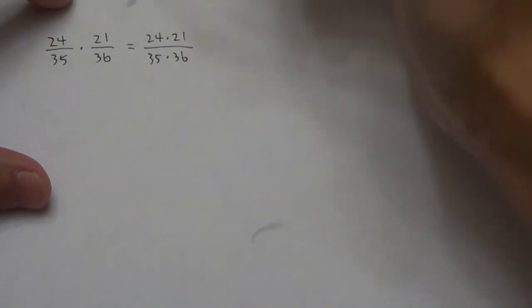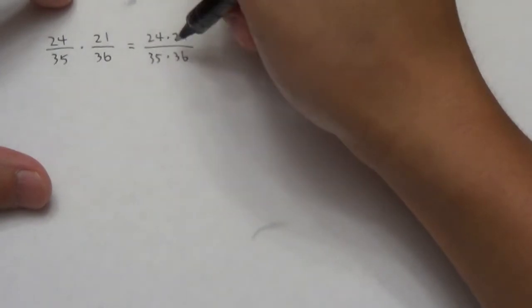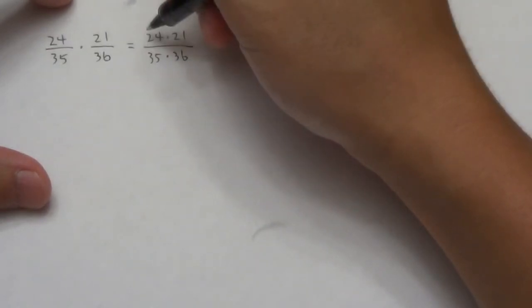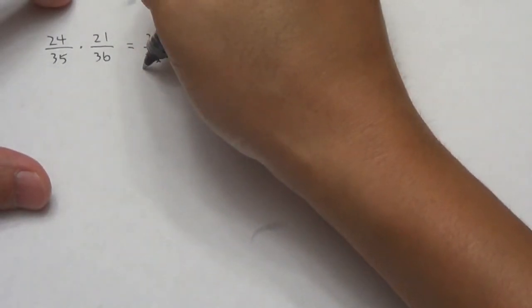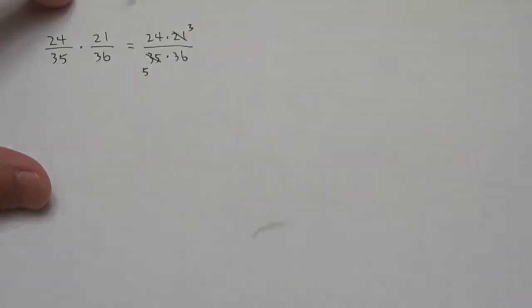All right, now this is where the mental math comes into play. As I find a factor and reduce it by that factor, I'm going to change the number to its reduced form. So for example, 35 and 21, they both share the factor of 7. So if I divide 35 by 7, I get 5. 21 divided by 7, I get 3.